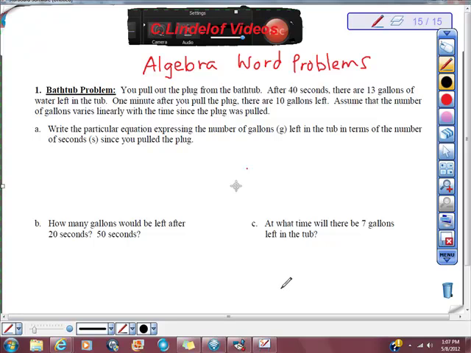This is actually Algebra 2 word problems. The first problem that we are looking at today is the bathtub problem. Let me try to read this for like the fifth time, but let me try it.